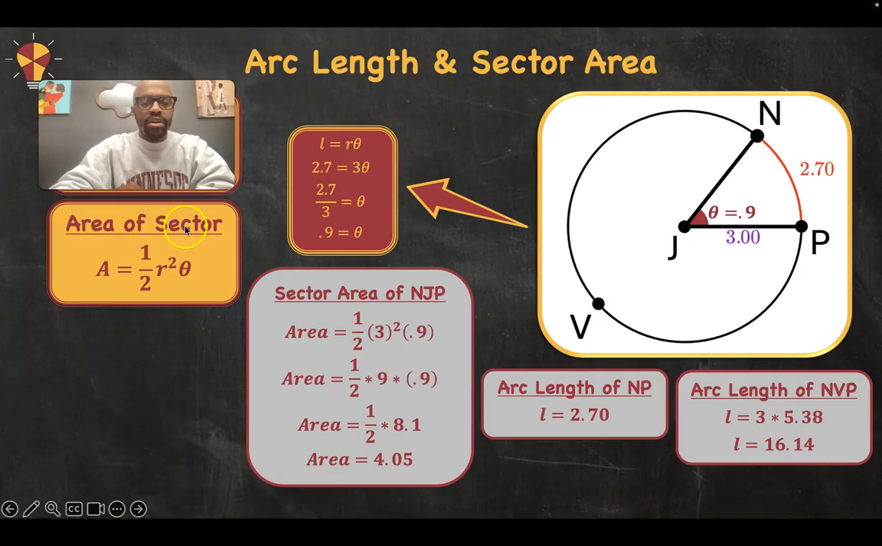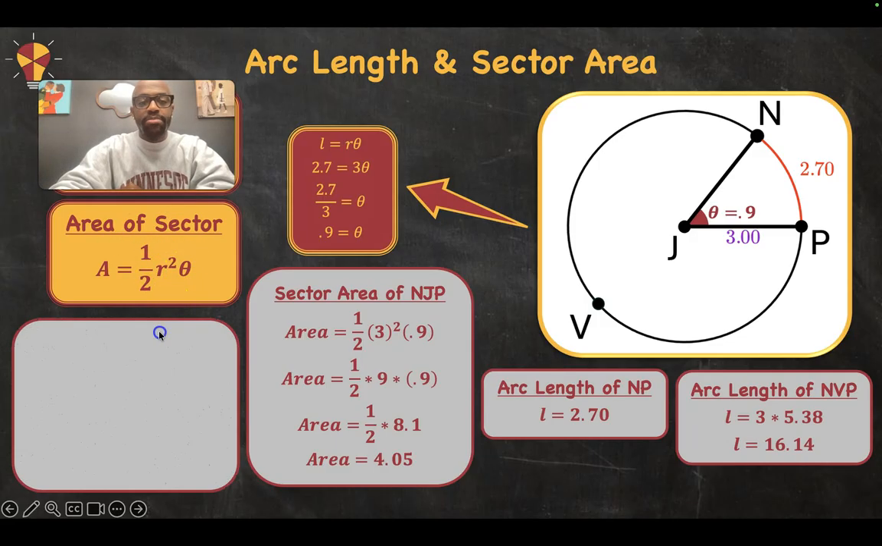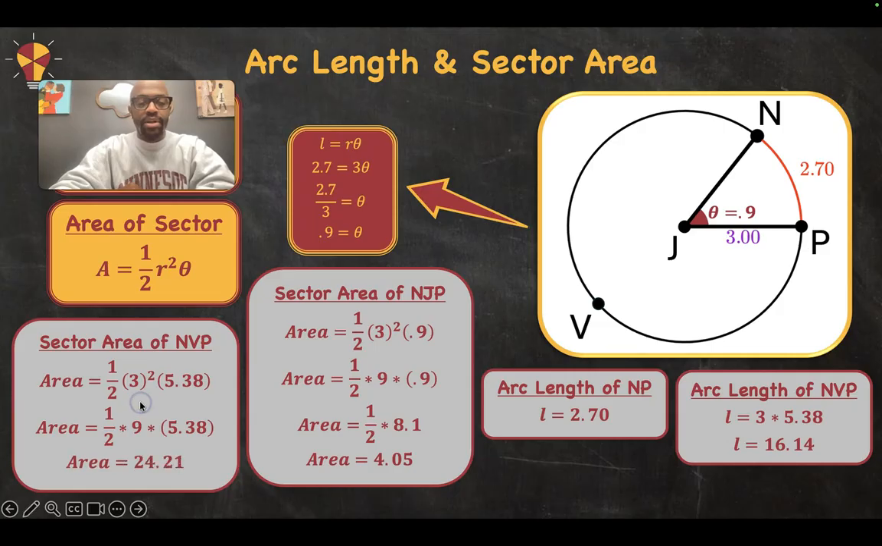We also know that the area of the sector is 1/2 times the radius squared times theta. So let's go ahead and plug in what we know. We know 1/2 times the radius, which is 3. And we know the theta, which is 5.38, because we took 6.28 minus this angle here. That gives us the remaining arc here. All right. So now we have enough. So now we just go ahead and evaluate. And once you do that, you get 24.21. So 24.21 gives us the area of the sector of NVP here.